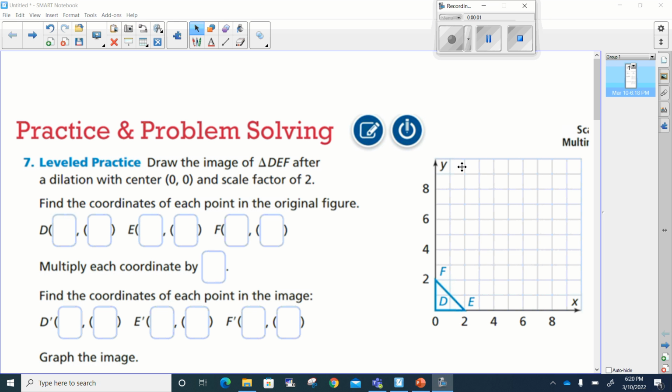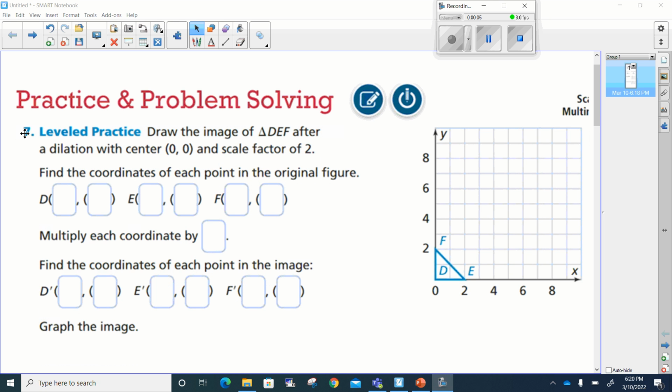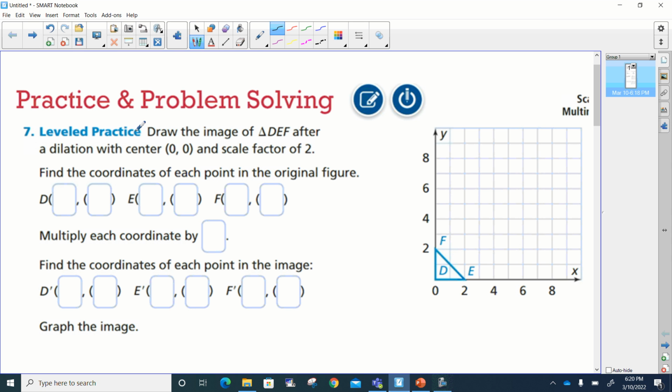Seventh grade advanced class. Let's go ahead and start with our homework for dilation. I'm going to do number 7, all the odd ones. So it's here, draw an image of triangle DEF after a dilation with center 0, 0. Center means here, origin, all right? And the scale factor of 2. Scale factor of 2 means I'm going to multiply everything by 2.